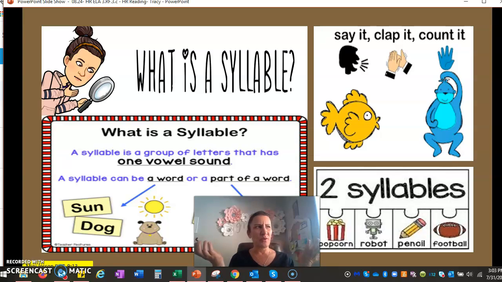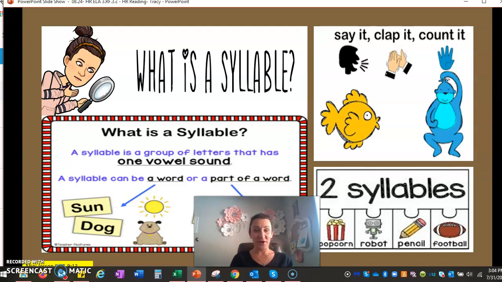So you might be thinking, well, what is a syllable? What does that even mean? A syllable is basically chunked words. It's a group of letters that has one vowel sound. And in multi, which means more than one, multisyllabic, that means you're going to have long words that have more than one chunk in them. In order for it to qualify as a syllable, it has to have a vowel. So think of our vowels.